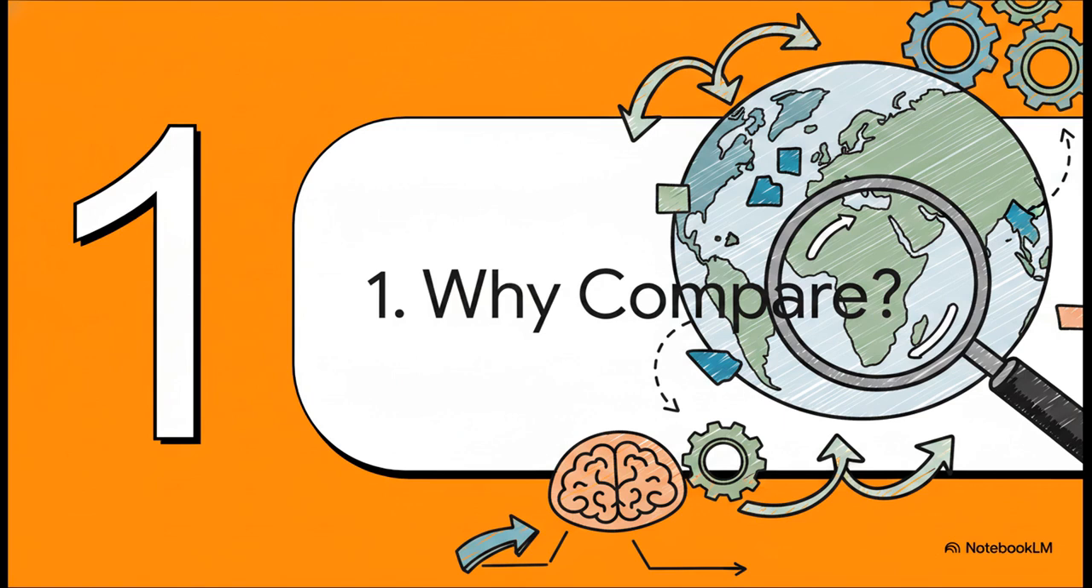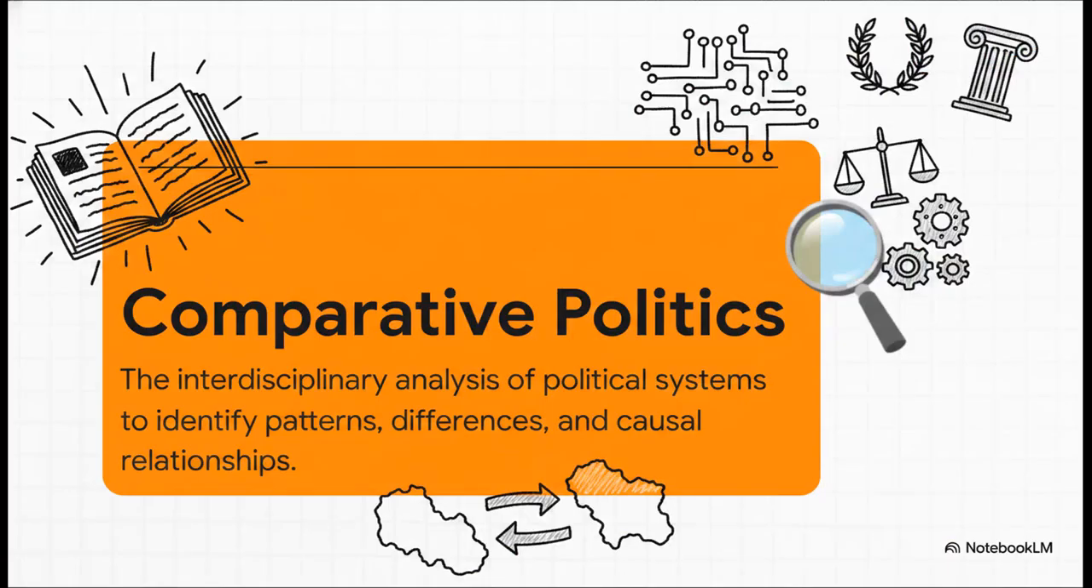So why even bother? Why go through all that trouble? Well, the whole point is to get beyond the day-to-day headlines and to start seeing the deeper patterns, the hidden forces that shape our world. And that's the core mission of a field we call comparative politics. You know, the political scientist Gabriel Almond put it really well. He said the goal is to find the hidden logic, those patterns, those differences, and maybe most importantly, the cause and effect relationships that explain why some countries just seem to thrive while others don't. It's all about figuring out what really works.